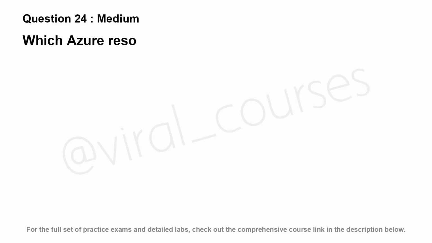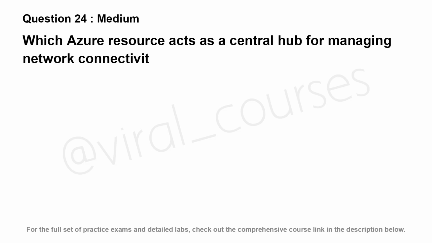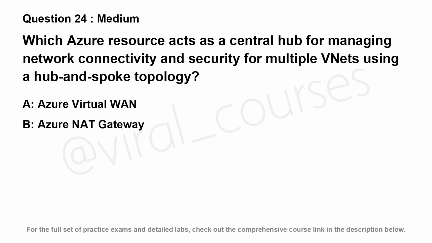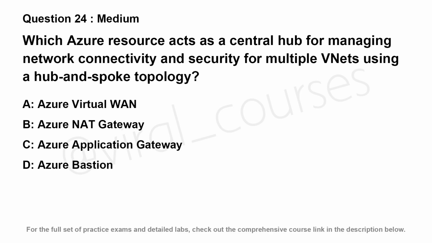Which Azure resource acts as a central hub for managing network connectivity and security for multiple VNets using a hub-and-spoke topology? Option A, Azure Virtual WAN. Option B, Azure NAT Gateway. Option C, Azure Application Gateway. Option D, Azure Bastion.